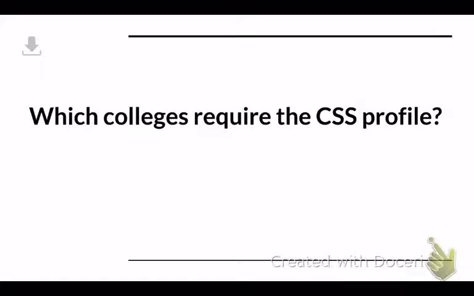Typically, profile colleges are very selective private colleges, including the Ivy League colleges. However, the University of Michigan at Ann Arbor and the University of North Carolina at Chapel Hill are both examples of flagship state universities that also require the profile.